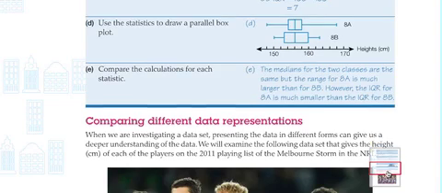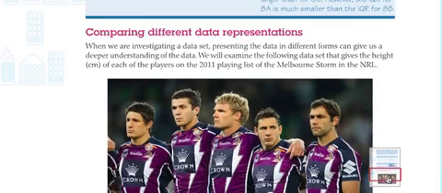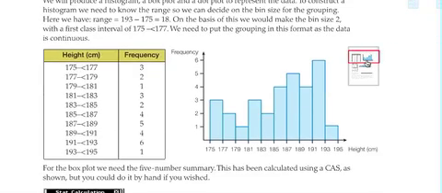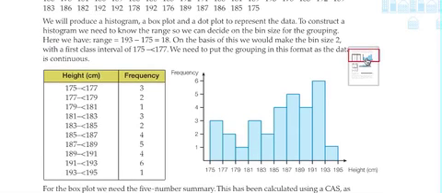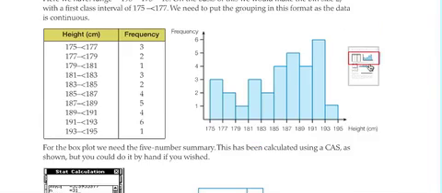So now we're going to look at comparing different data representations. We're using the heights of the 2011 playing list at the Melbourne Storm. Turning the page over to 345. So you can see this is our data up the top here, and we're going to be using different graphs to compare our data and see what that tells us.